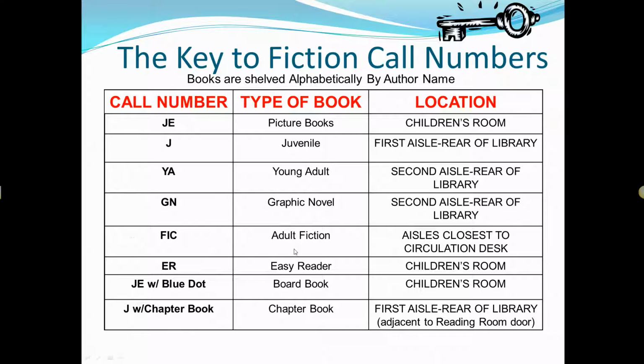FIC, those are our adult fiction, and those are in the aisles closest to the circulation desk. ER, those are our easy readers. They're in the children's room. JE with a blue dot, those are our board books in the children's room. J with the chapter book label, that's our chapter books, first aisle rear of the library, on the shelves adjacent to the reading room door.